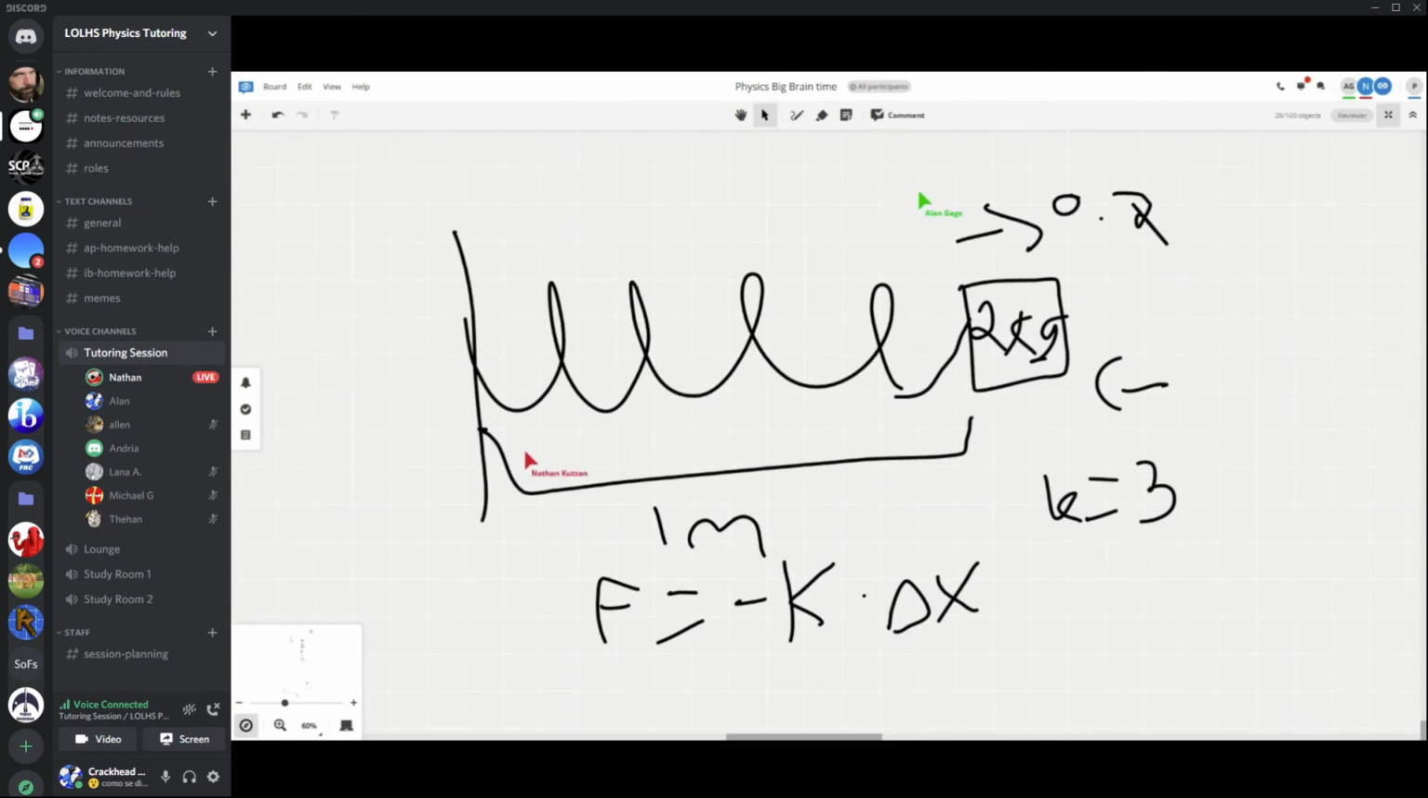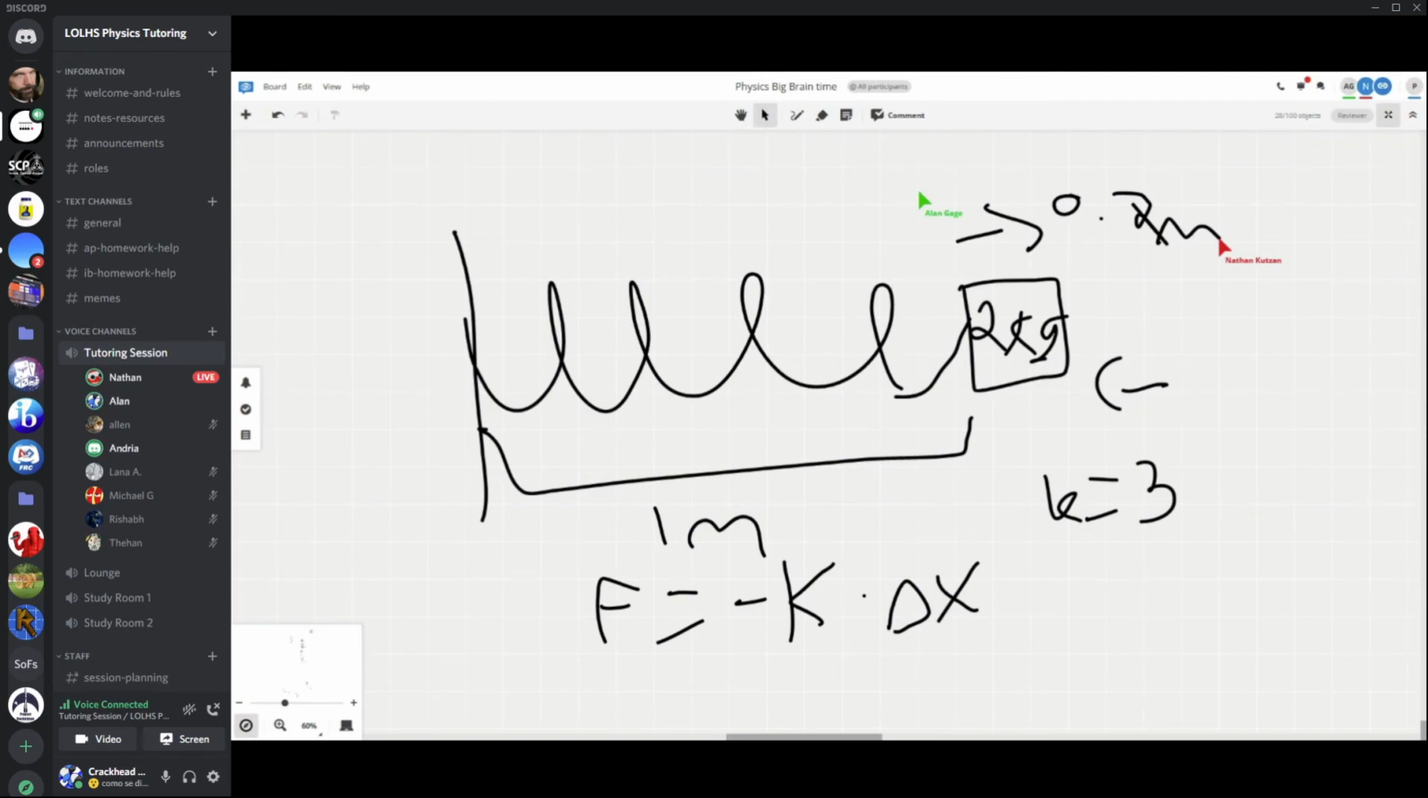So we have this spring. The spring constant is 3, and we displace the 2 kilogram box 0.2 meters to the right. As soon as we release that cube, can anyone tell me what the acceleration would be, or how you would get the acceleration? Oh wait, I don't think you can get the acceleration. Maybe if you use energy, but acceleration is the constant, so.